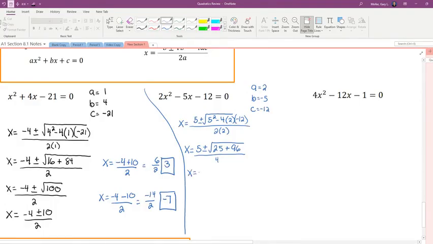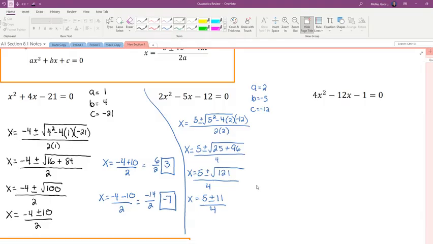Keep doing the math. Plus or minus the square root of... add 25 and you're going to get 121. And then the square root of 121 is 11. So you have 5 plus or minus 11 divided by 4.